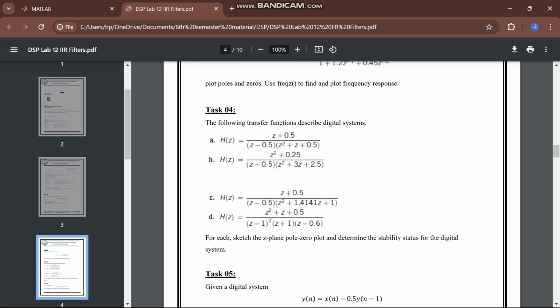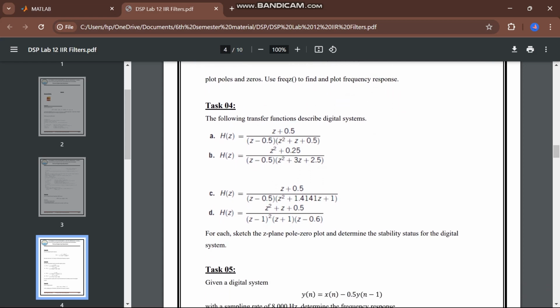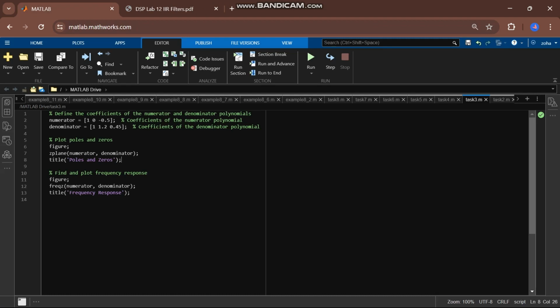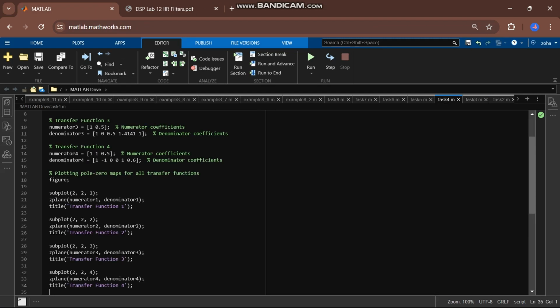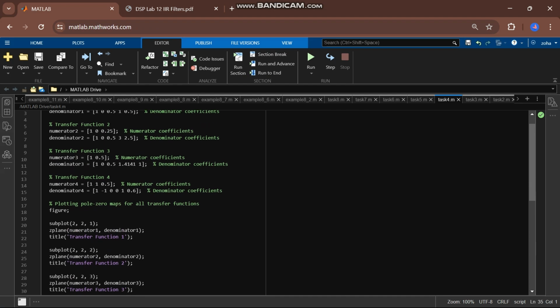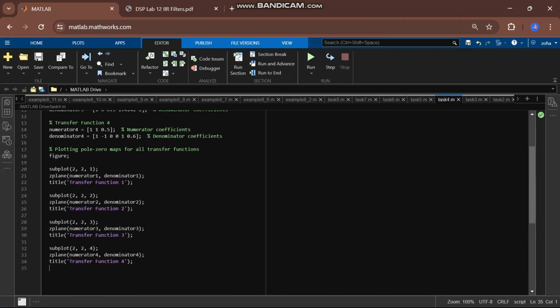Now for task 4, we are given 4 transfer functions, and for each of them we have to sketch the pole zero plots and determine the stability status of the digital system. Here we have once again defined all of the numerator and denominator coefficients using numerator 1, denominator 1, numerator 2, denominator 2, and so on. And then we have used the zplane function to plot the zeros and poles of all of the transfer functions individually.